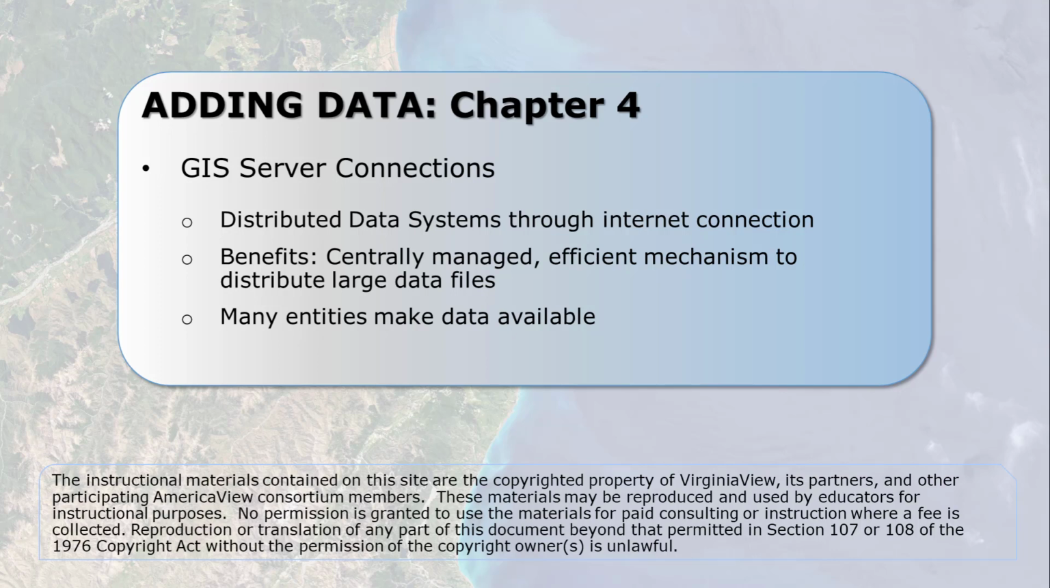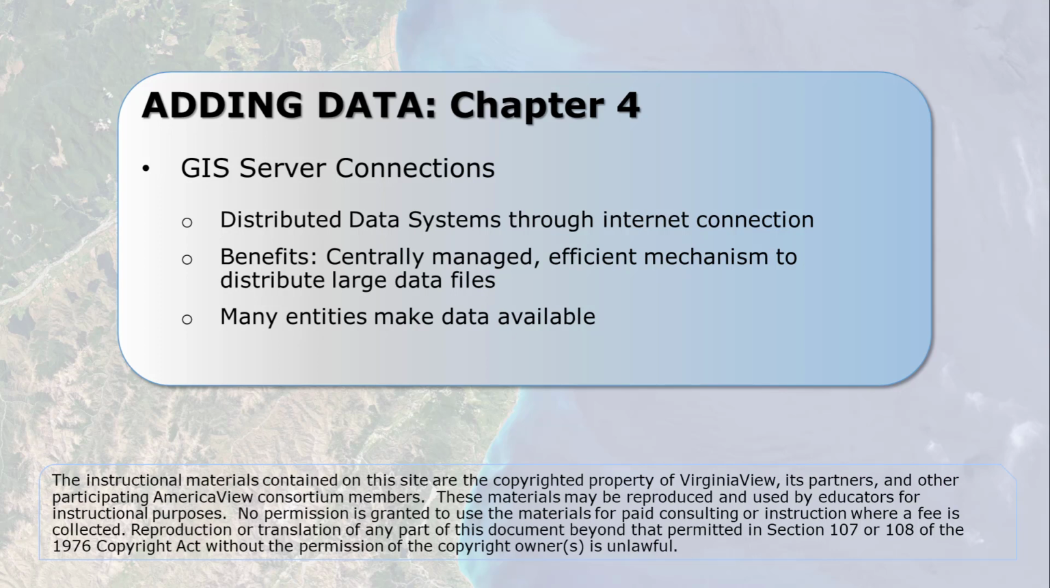Another benefit is that GIS data services provide an efficient mechanism to disseminate large data files, which might include orthoimage mosaics or aerial photography. These spatial data files can be streamed to multiple users in formats that are software ready.